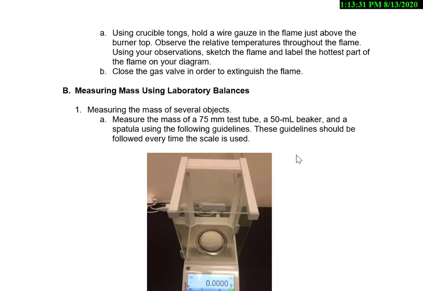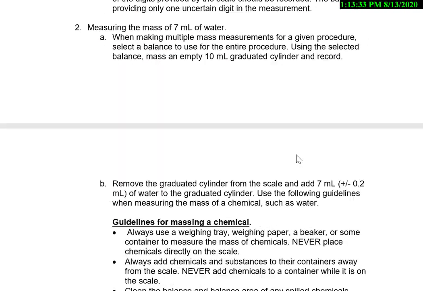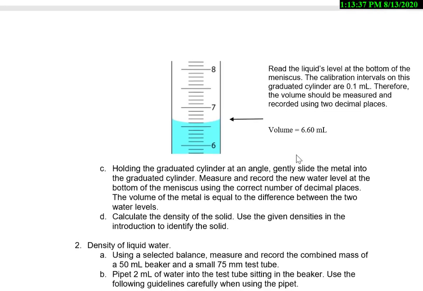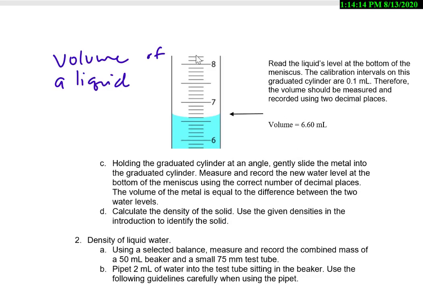Here's the procedure. I'm going to talk through that once I get to the data sheet. If you're using glassware and you're measuring the volume of a liquid, the liquid's always going to create this curve, and we call that the meniscus. You're going to always want to record the volume at the bottom of the meniscus. So that's number 1. You want to pay attention to that.